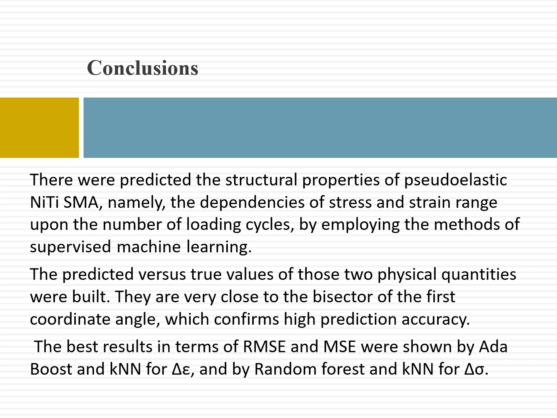Conclusions. There were predicted the structural properties of pseudoelastic nickel-titanium shape memory alloy, namely the dependencies of stress and strain range upon the number of loading cycles, by employing the methods of supervised machine learning. The predicted versus true values of those two chosen physical quantities were built. They are very close to the bisector of the first coordinate angle, which confirms high prediction accuracy. The best results in terms of root mean square error and mean square error were shown by AdaBoost and KNN for delta epsilon and by random forest and KNN for delta sigma.